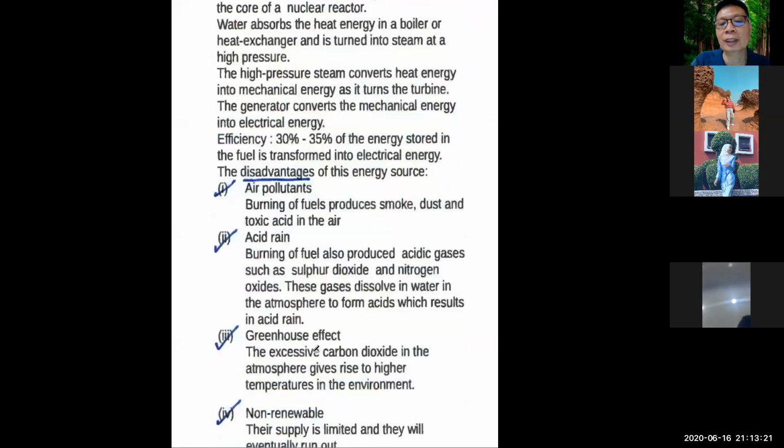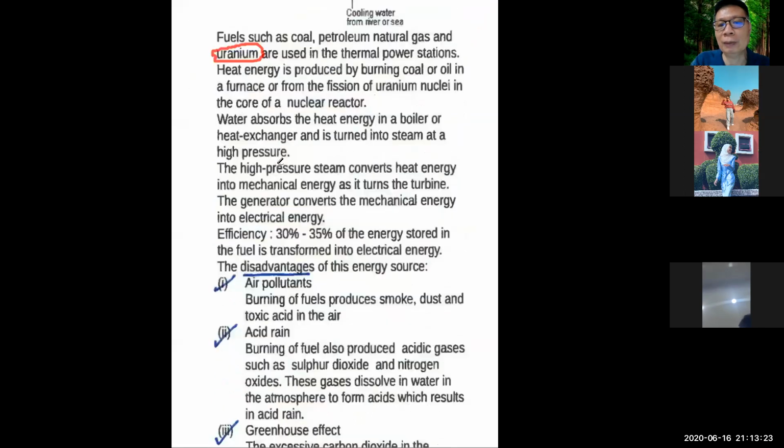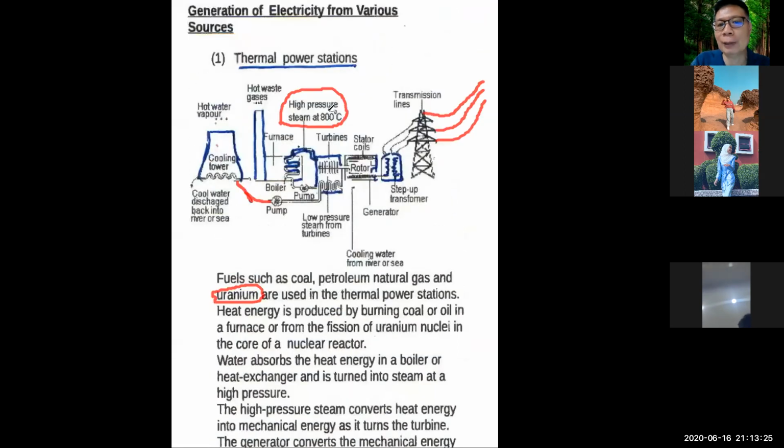Okay, the disadvantage, why is this method no good? This one is in Malacca, the thermal power station. Okay, I tell you how to remember. Thermal power station means use petroleum, petrol, diesel, coal to boil the water. The water is boiled hot already, so you change the water into steam to turn the turbine. That one is called thermal power station.